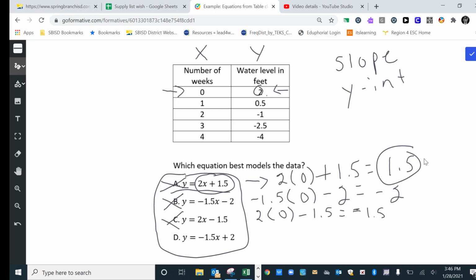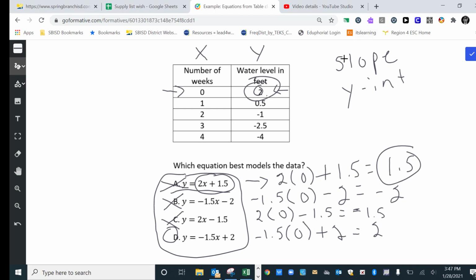Now let's just check to see if D gives us 2 when we substitute it in. So we've got negative 1.5 times 0, and then plus 2. So once again, anything times 0 is 0, and then 0 plus 2 equals 2. Yes, that one gave me the y value of 2, so D would be my answer.